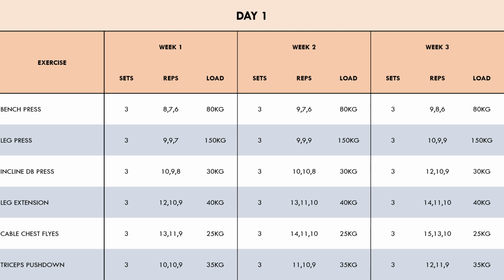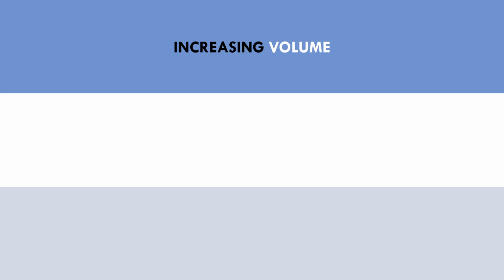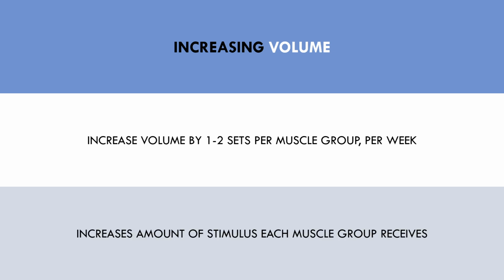The second method of progressing hypertrophy training from week to week is to increase the total volume per muscle group. This can be achieved by increasing the number of sets per muscle group by 1 to 2 each week. This obviously cannot be progressed infinitely, so this can be cycled through the mesocycle. By increasing the volume performed per week, the total amount of stimulus that each muscle group receives will increase and should lead to hypertrophy adaptations.